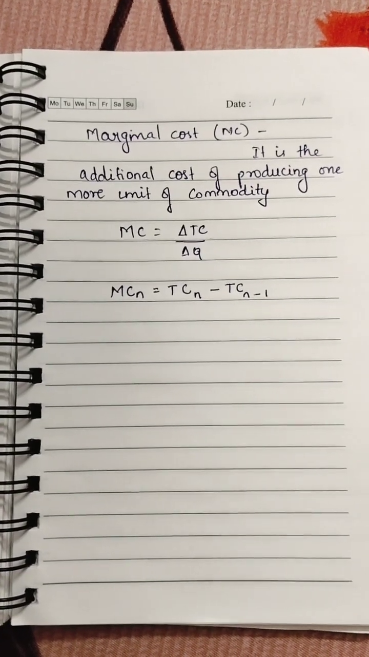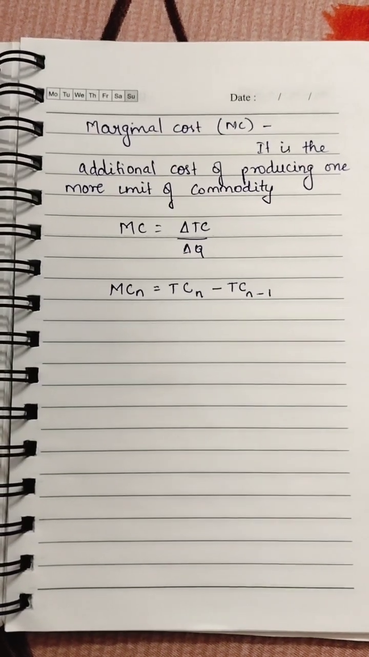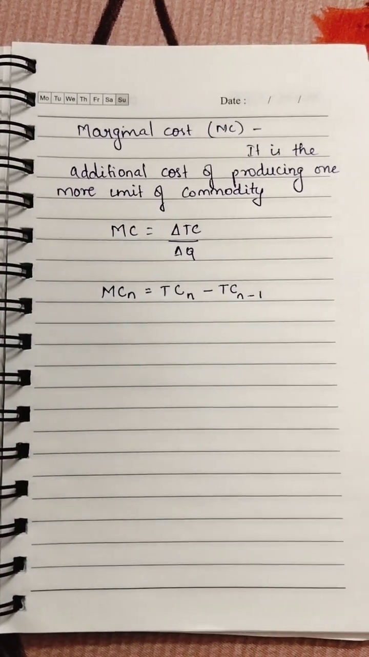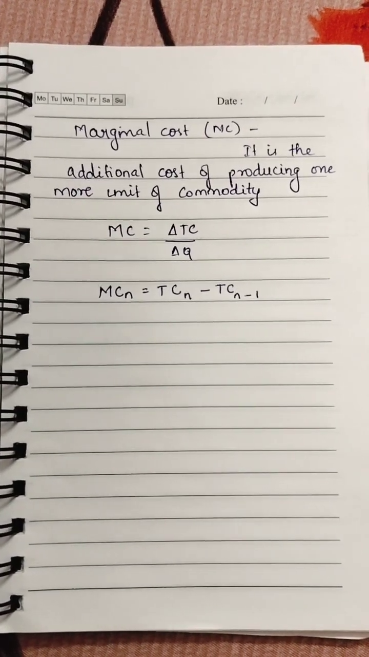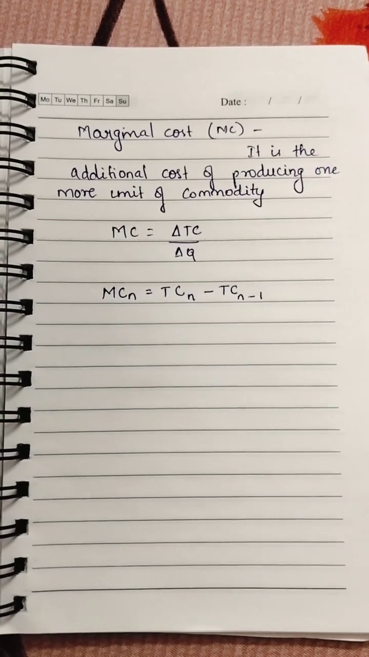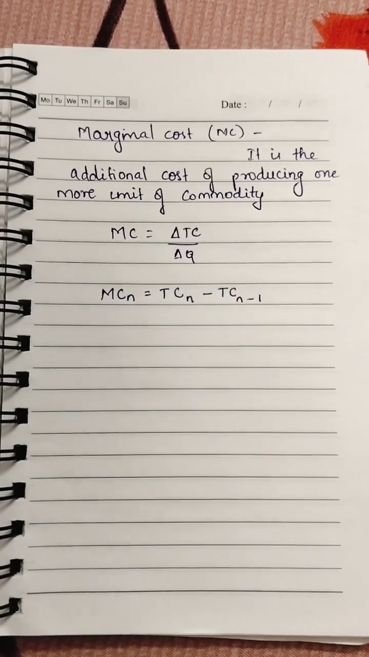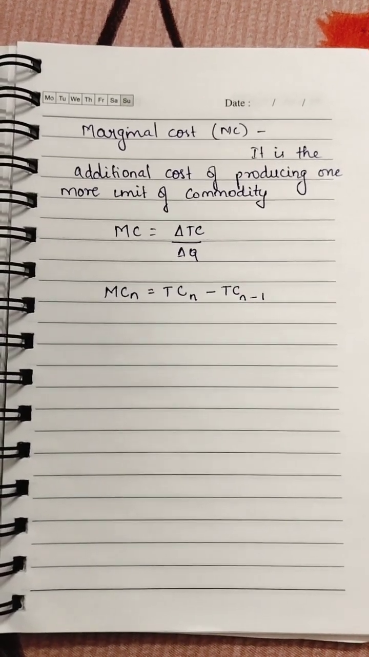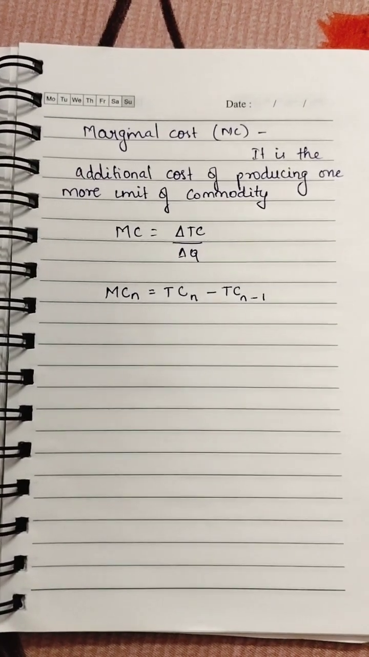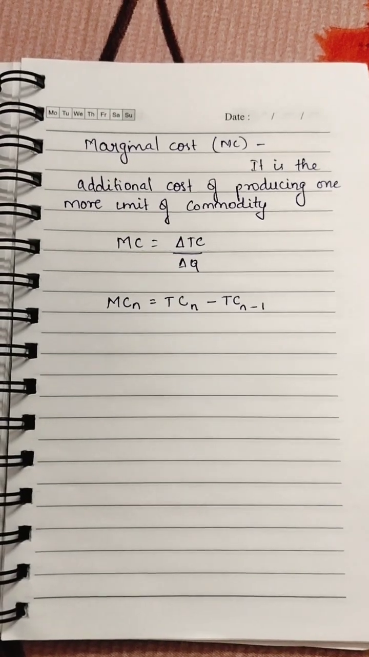That is called marginal cost, where the formula is MC is equal to change in TC by change in Q, that is, change in total cost divided by change in output. One more formula is MCn is equal to TCn minus TCn minus 1. So the marginal cost of the nth unit is equal to the total cost of n units minus the total cost of n minus 1 units.